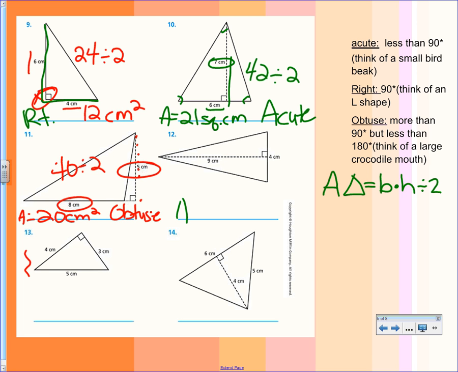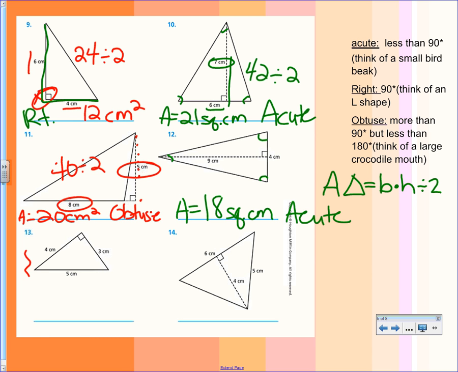Here's 12. Area equals 18 squared centimeters. And this has these teeny tiny little angles. So it's acute. It's super cute. Oh, maybe if I spelt it right, it'd be even better. Acute. Okay, 13.